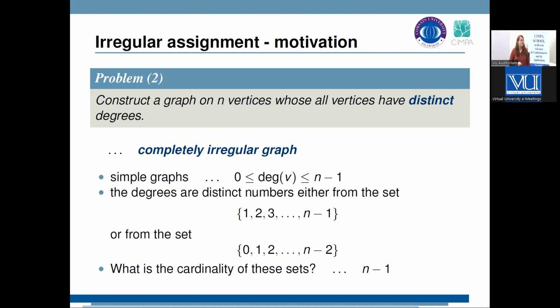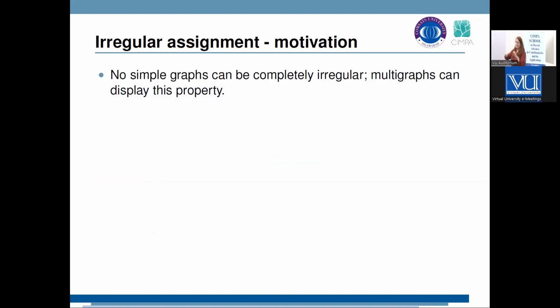n-1. But how many vertices do we have? We have n vertices. So it is not possible to construct a complete, simple graph that is completely irregular. For simple graphs, it is not possible to do it. However, when we allow parallel edges, when we deal with multigraphs, then such graphs can display this property.